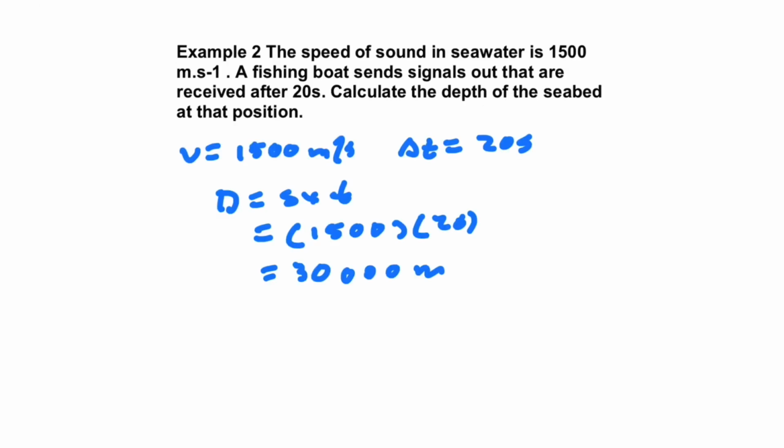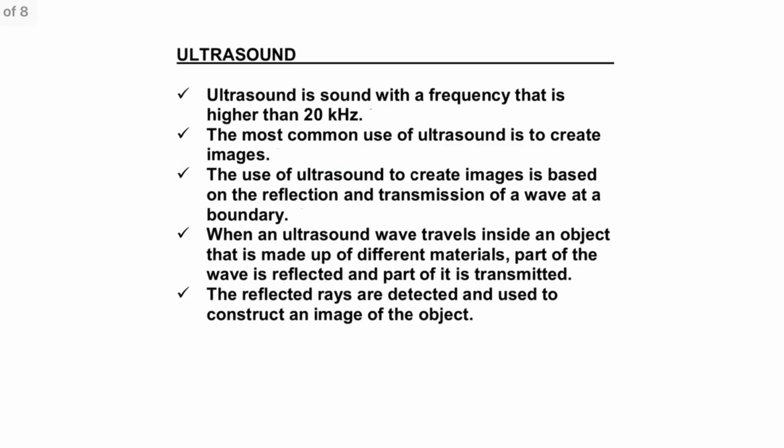Our last aspect, let's take a look at ultrasound. So ultrasound is sound with a frequency that is higher than 20,000 hertz or 20 kilohertz. This is sound we cannot hear with the human ear because the top of our range is 20,000 hertz. When sound is of a frequency beyond 20,000 hertz, then we cannot process that sound as humans.